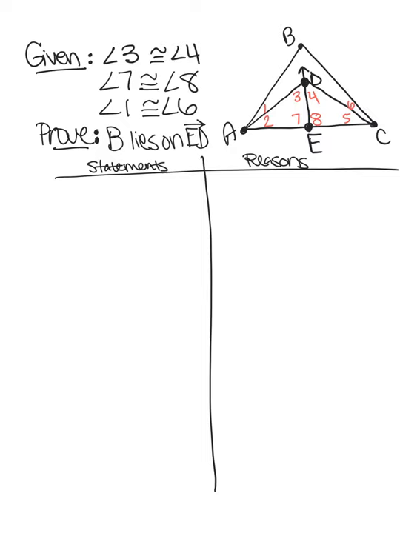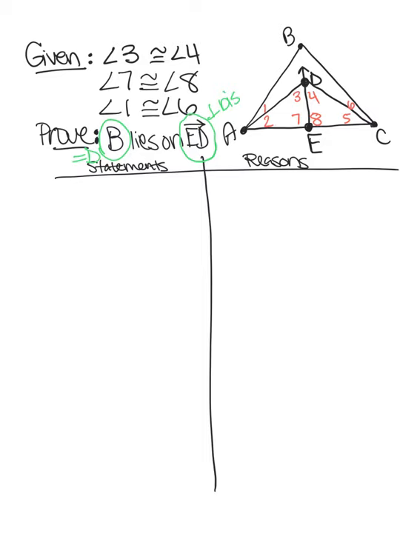Here is an example of a liaison proof. Remember, there are 3 major steps to any liaison. The first is to prove that the line in question is the perpendicular bisector of a segment. The second step is to prove that the point in question is equidistant from the endpoints of that segment. And then the third is to state that the point lies on the perpendicular bisector.